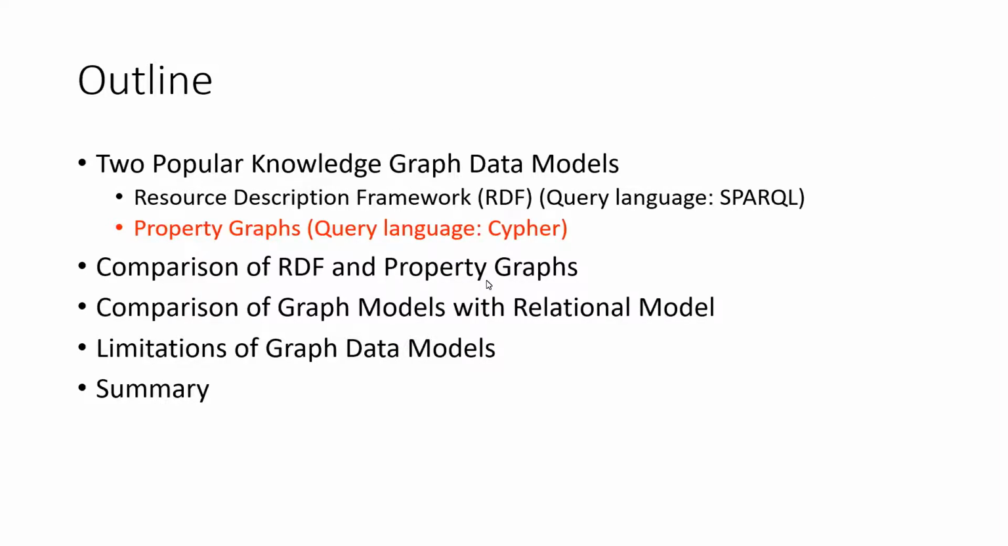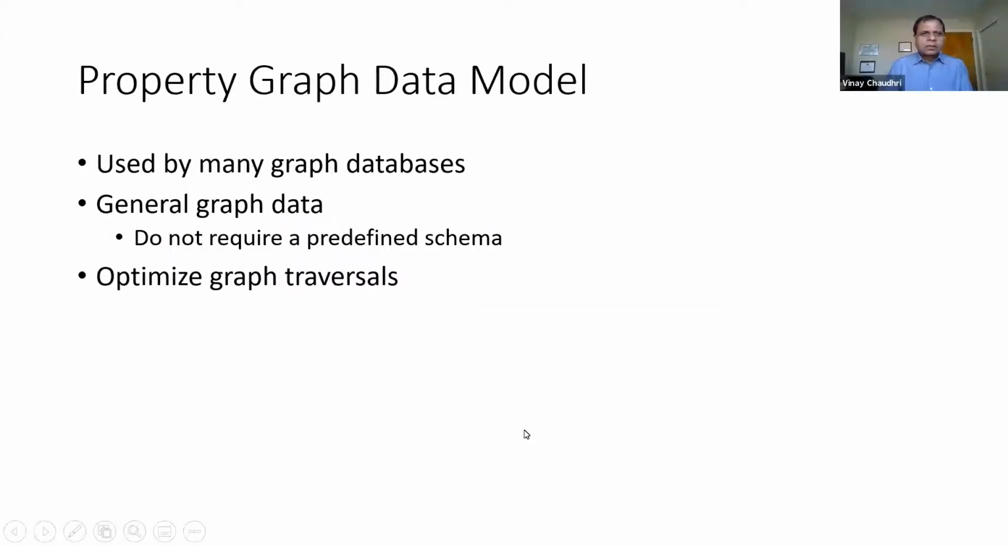Okay, so I will then move along to the property graph data model. The property graph data model is used by many graph databases, including Neo4j, which is quite widely used in the industry, and there are many more. Amazon Neptune, and I don't think Amazon Neptune is tied to the property graph model, but there are many graph databases out there which are built around the property graph model.